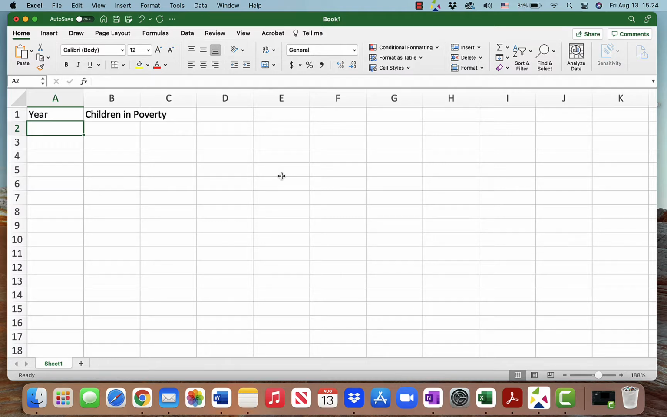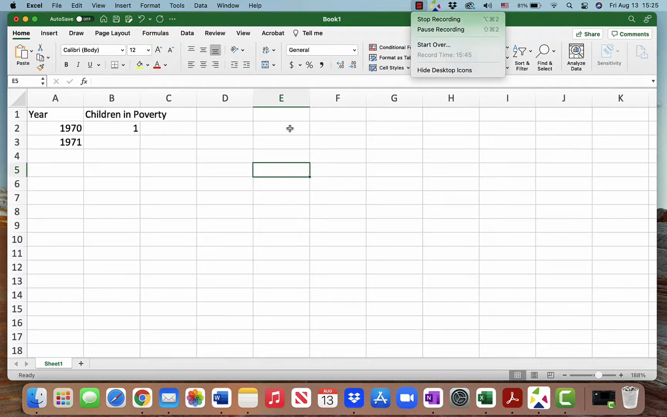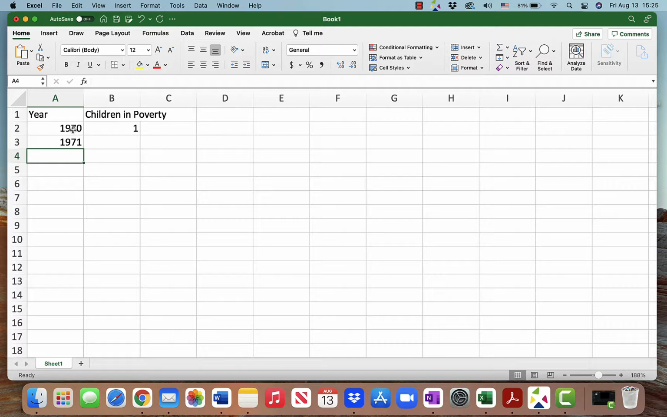So we're going to start with the year 1970. We're going to put one child. We're going to go 1 year at a time, so we're going to go to the year 1971. What I would like to do is the first 10 years until we reach 1980. The way we could do this, we can select these two cells, grab the bottom right square, and go all the way to 1980. You see? Instead of typing each number.